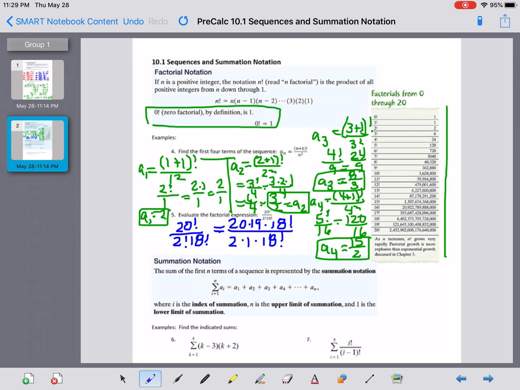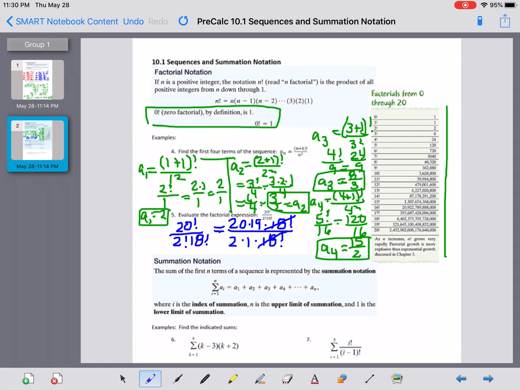I haven't changed the value of anything. I wrote out the top as 20 times 19 times 18 times 17 and such. On the bottom I wrote 2 times 1, and I left the 18 factorial. The reason I did this is that with a fraction you can always reduce common factors from top to bottom, and I have a common factor: an 18 factorial on the bottom and an 18 factorial on top. I can cancel those. If you have a huge factorial and a somewhat equally big factorial that you're going to divide by, there's no sense in making those numbers huge and then trying to figure it out with a calculator.